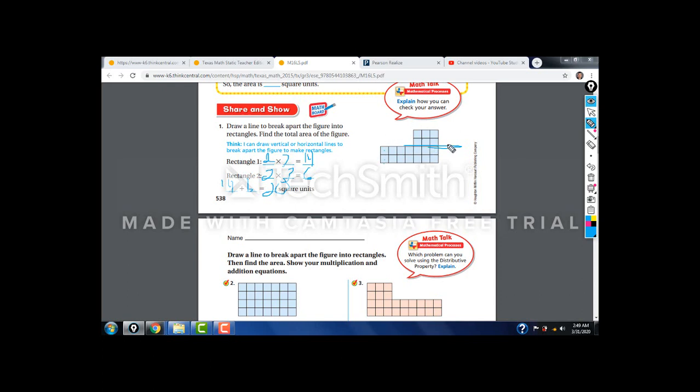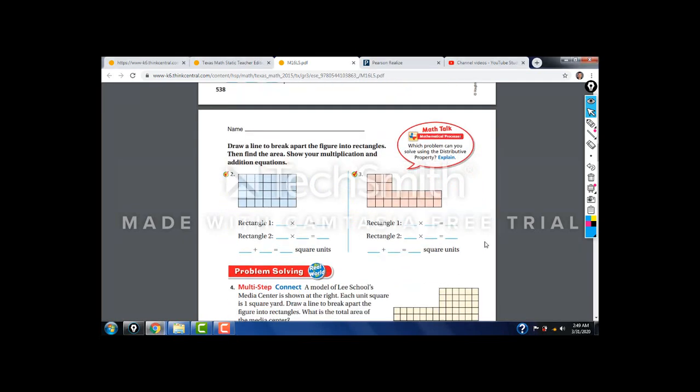So notice how we broke this apart. We got two different rectangles. We got the area for both. Then added the products of each rectangle. Pretty simple. Okay, let's look at the next one.